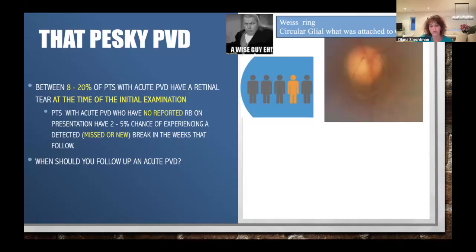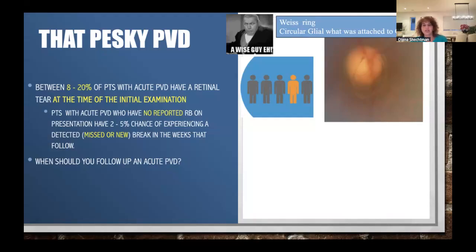Even though we're following a patient during a routine time, we're probably following a patient to give ourselves a second chance to find that break, because you should the initial first time. Up to 1 in 5 patients could have a retinal break in the PVD process, but this kind of ranges anywhere between 8 to 20 patients.